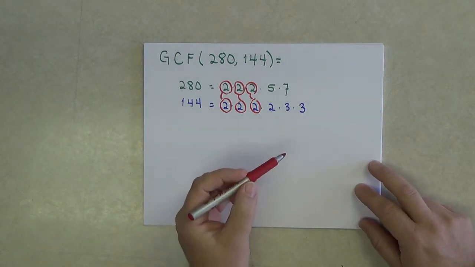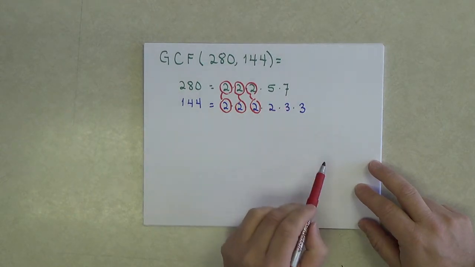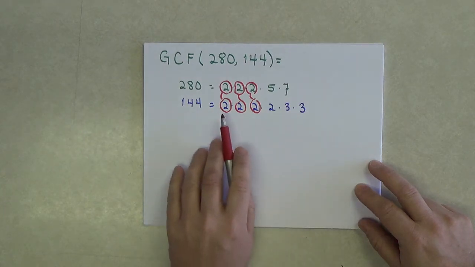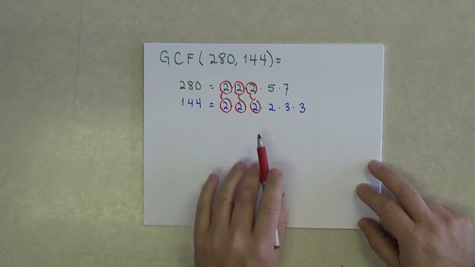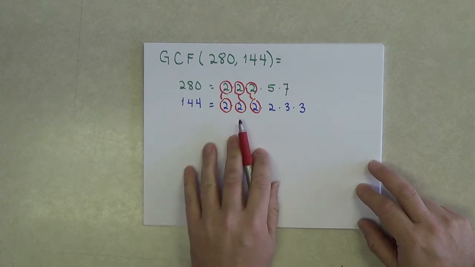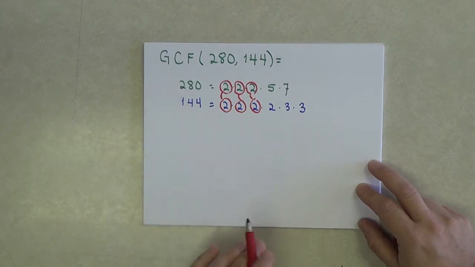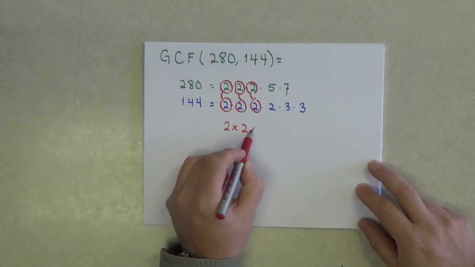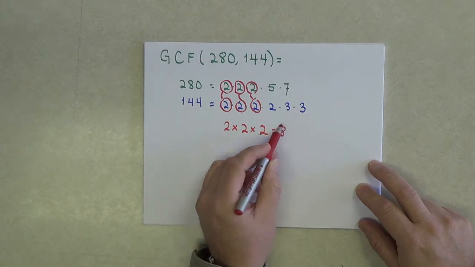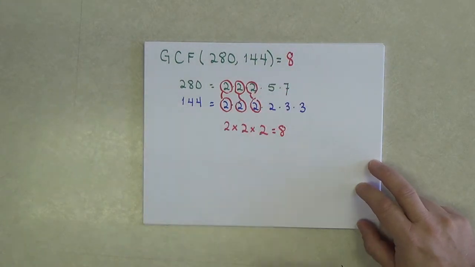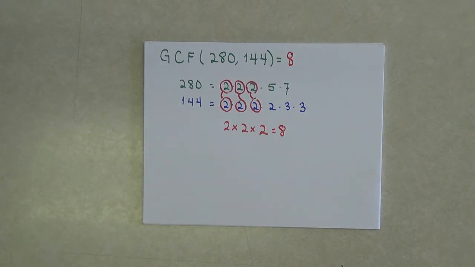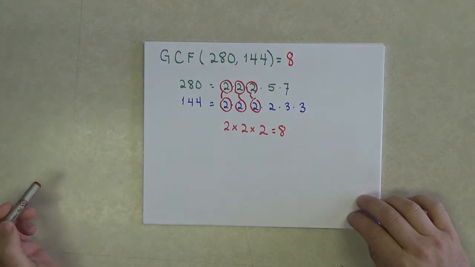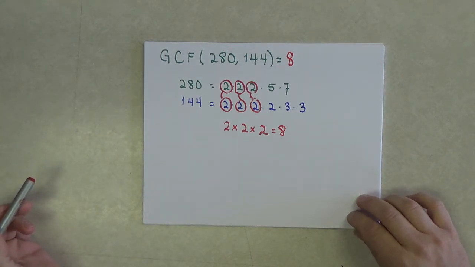Don't reuse. Does the 2 match up with anything? No. Does the 3 match up? No. Nor does the other 3. So the largest number that is inside of, as kind of the prime factorization of 280 and 144, is 2 times 2 times 2. So therefore, 8 is the largest common factor. It is the largest number that will divide 280 and 144 evenly in the set of whole numbers.